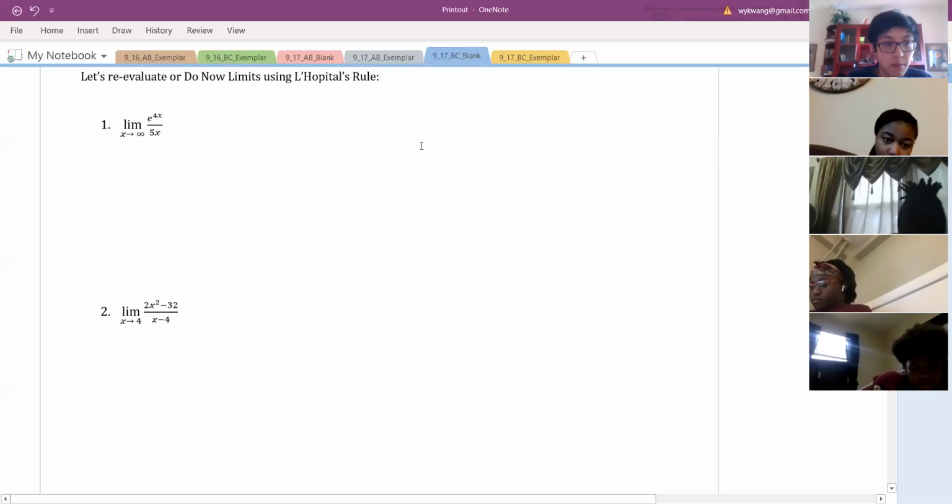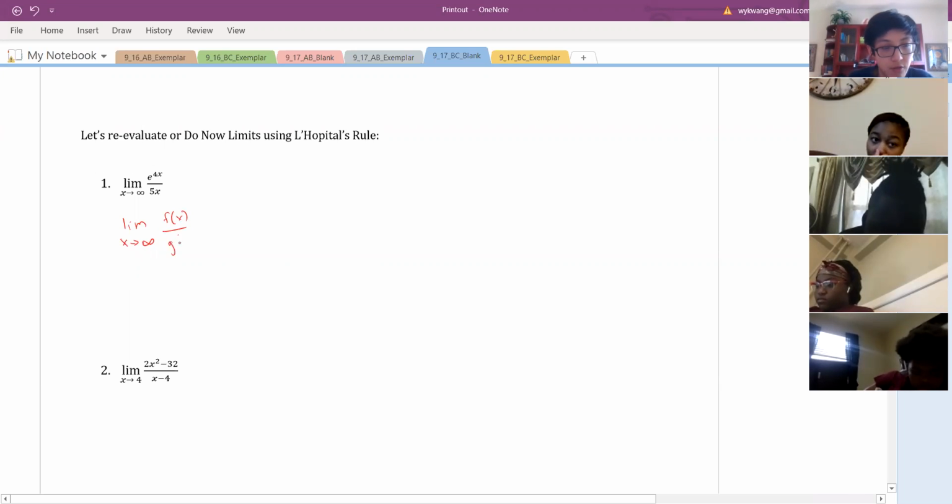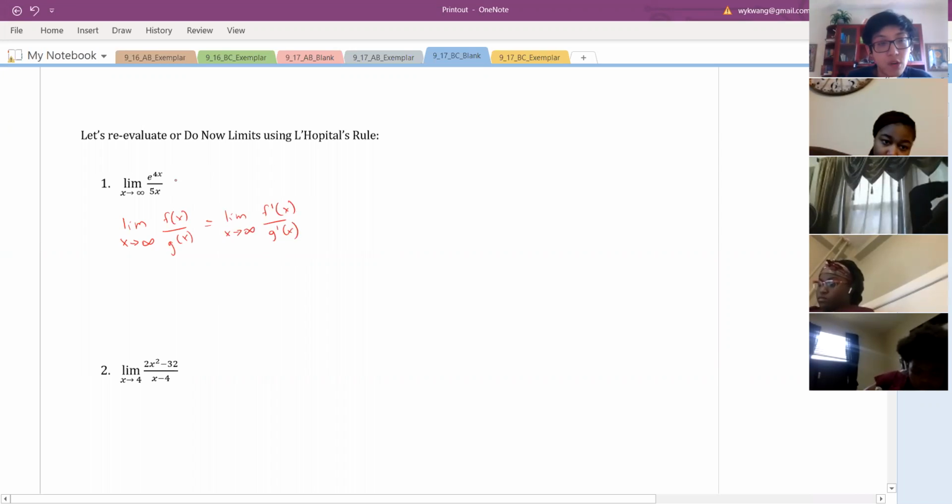Okay, so I'm going to rewrite L'Hopital's rule here. It'd be the limit as x approaches infinity of f of x over g of x, where I substituted infinity for a because we're looking at infinity, is equal to the limit as x approaches infinity of f prime of x over g prime of x. In this case, we already know this is an indeterminate form. It's infinity over infinity. So let's apply L'Hopital's rule.